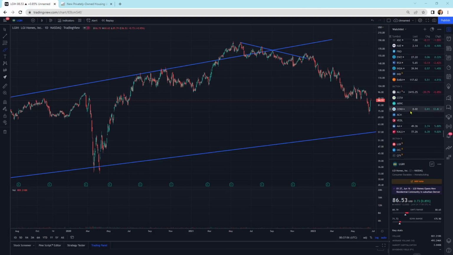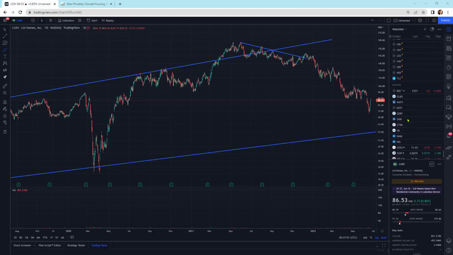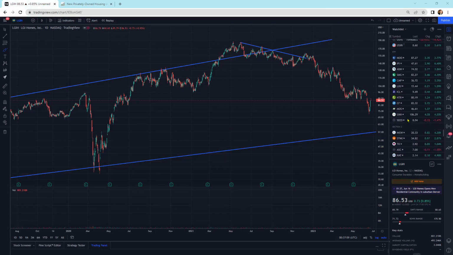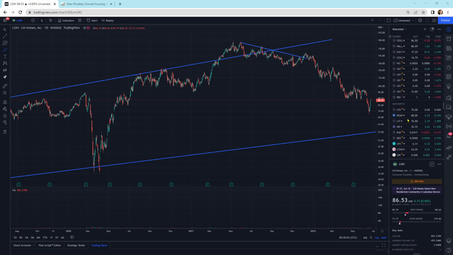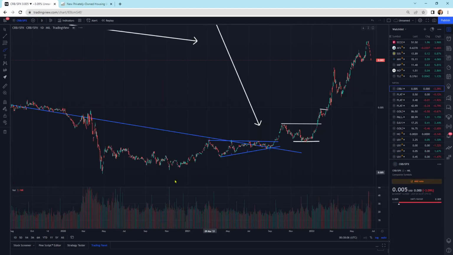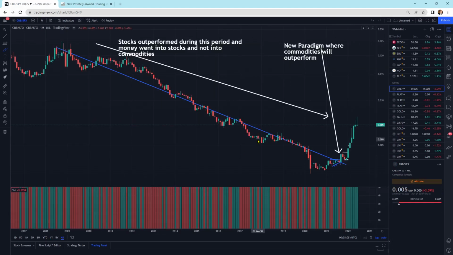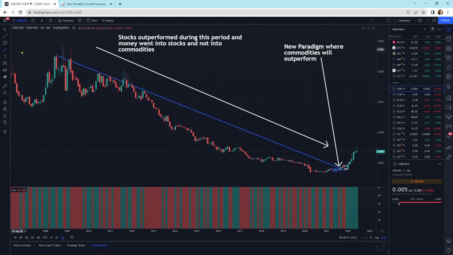We go to the CRB to S&P 500 ratio. I know people are probably like, oh, I've seen this already, but maybe some of our viewers haven't. So we look at this ratio and we can tell what's been favorable over time. This is just a big picture view. Let me get off logarithmic here. As this ratio goes lower, stocks outperformed during this period and money went into stocks and not into commodities. That's why the ratio has been declining.